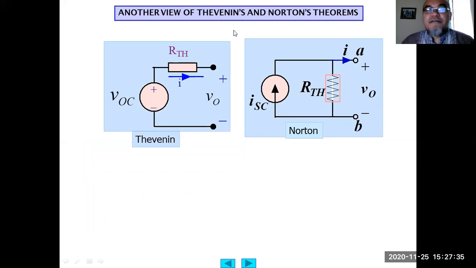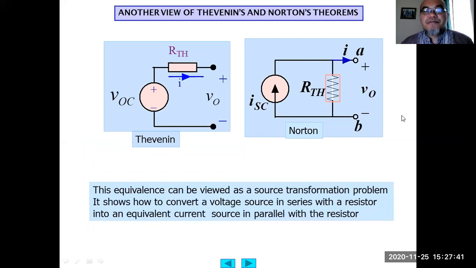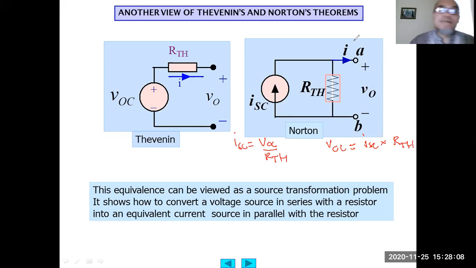So another view of Thevenin's and Norton's theorem. This is Thevenin, and this is Norton. This equivalence can be viewed, and the relationship is as before. So ISC equals VOC divided by RTH. Or VOC, if you first calculate ISC, can be calculated from ISC times RTH. Same thing. Any questions so far?